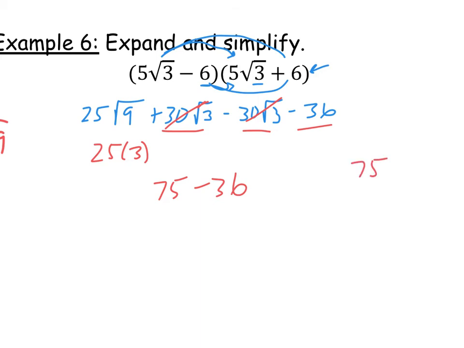So 75 minus 36. Oh, what do we got there? 15 minus 6 is 9. 6 minus 3 is 3. So my answer is 39. Okay?